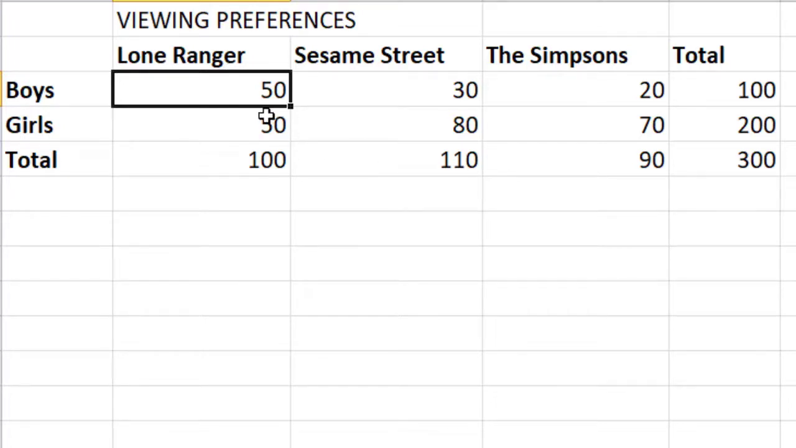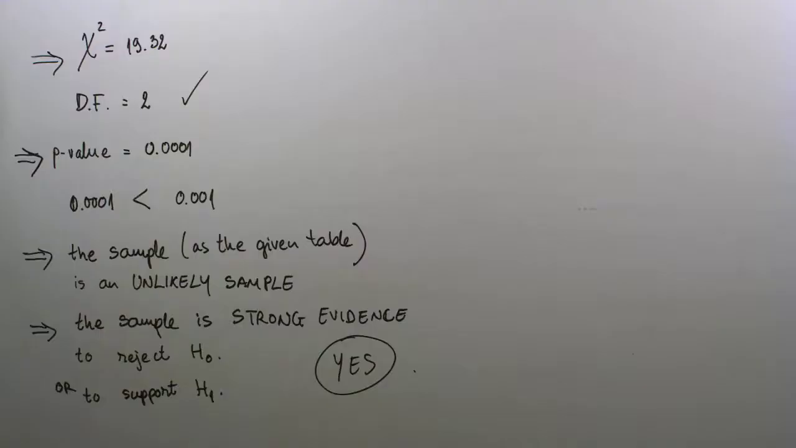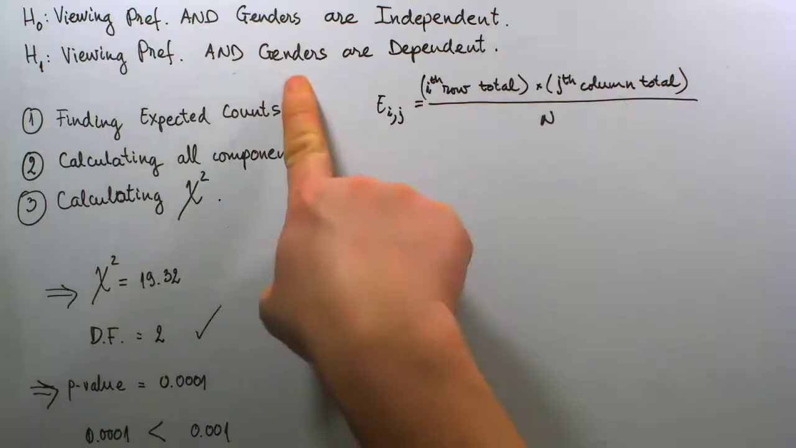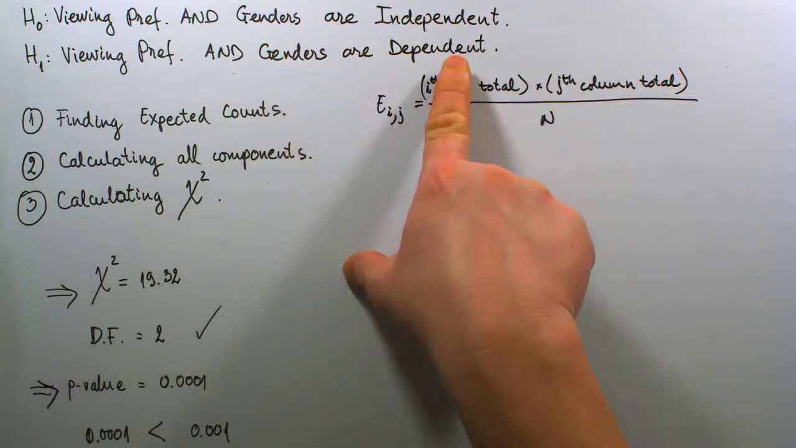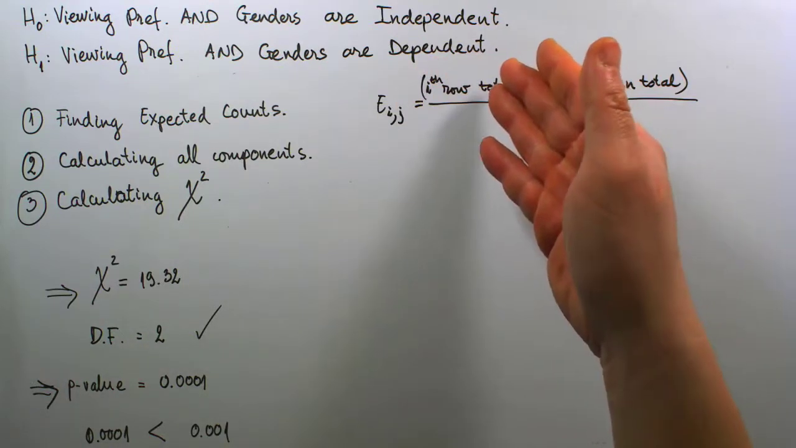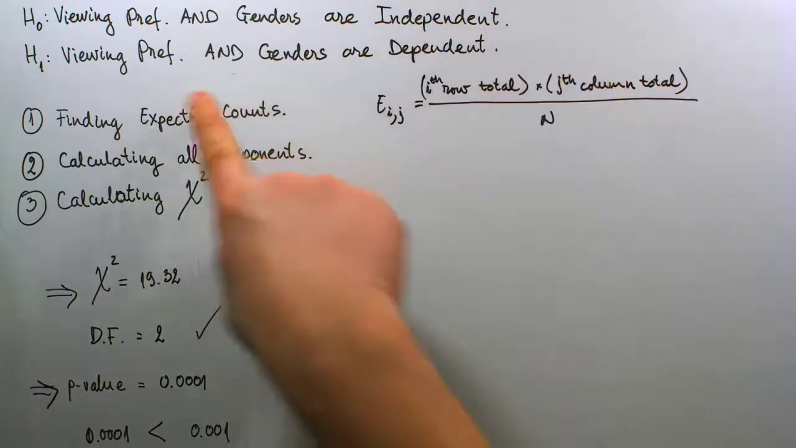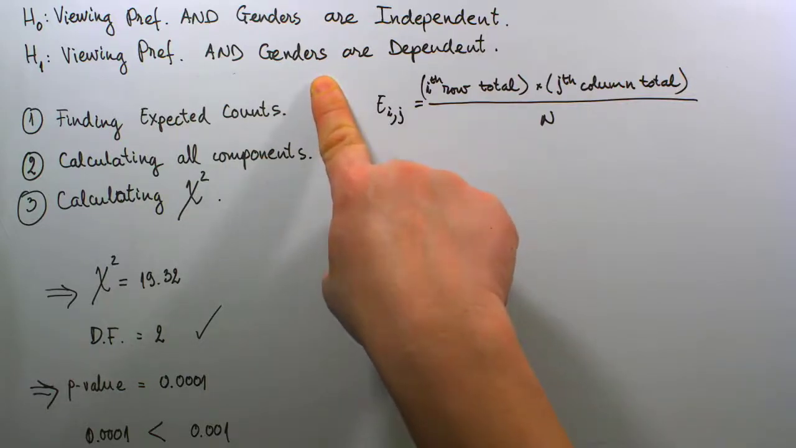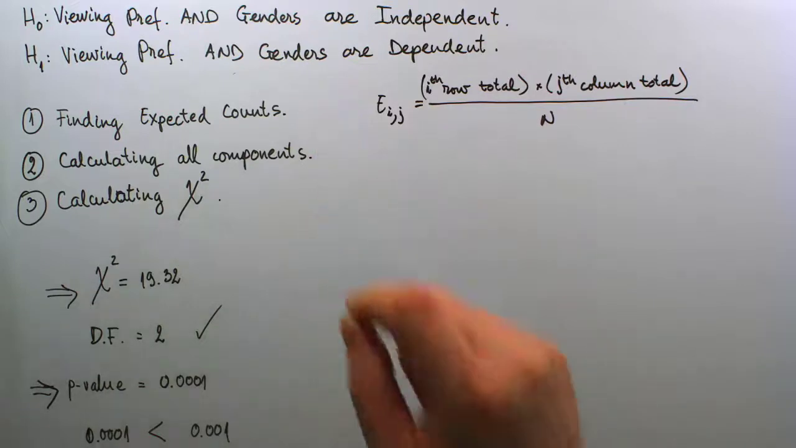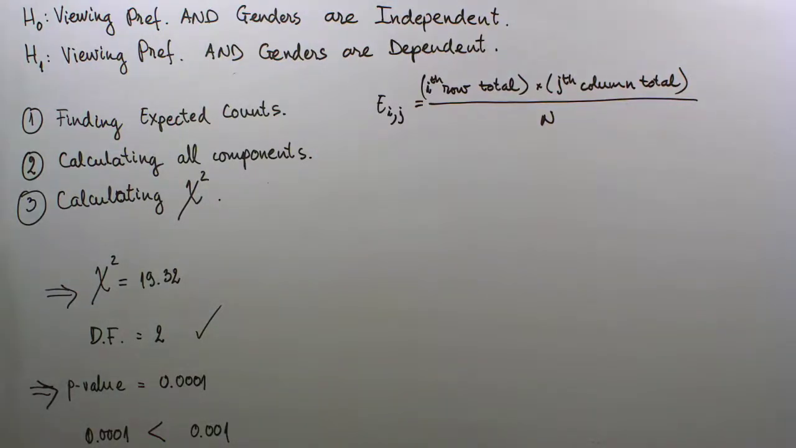We only say that according to the test result here, we are supporting H1. And as H1 is suggesting that viewing preference and genders are dependent, all we know here is that there will be some kind of dependence going on here between viewing preference and genders, and that's all we know. But we're not specifically pointing to any particular kind or in which way the dependence is.